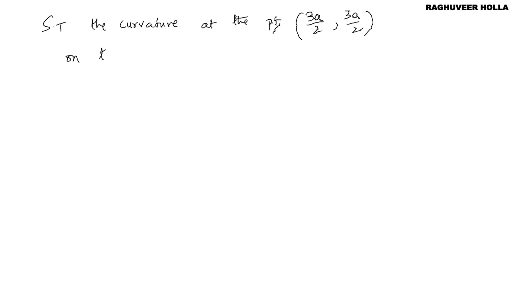Let us look at another problem to show that the curvature at the point 3a by 2, 3a by 2 on the curve x cube plus y cube is equal to 3axy is minus 3a square root of 2 by 16.